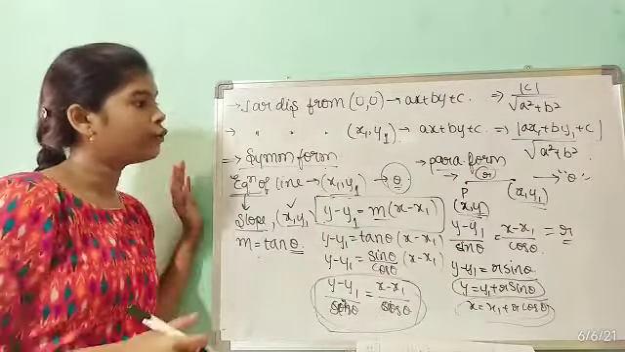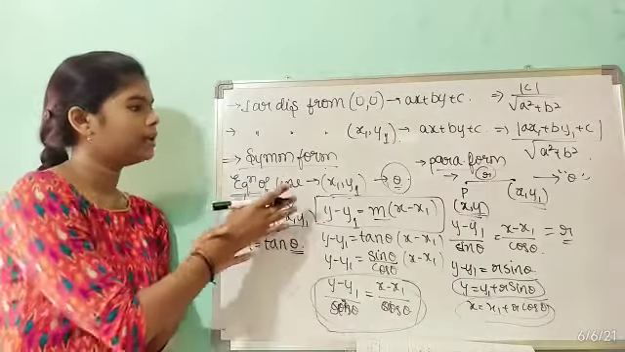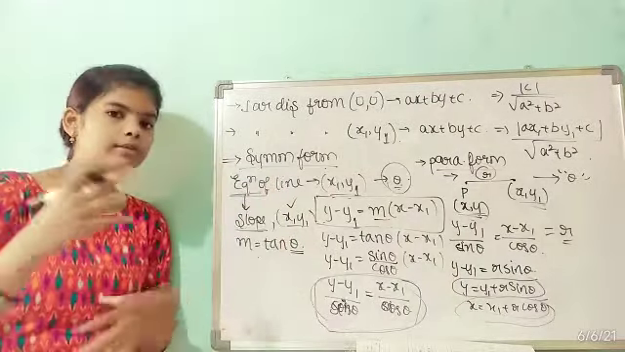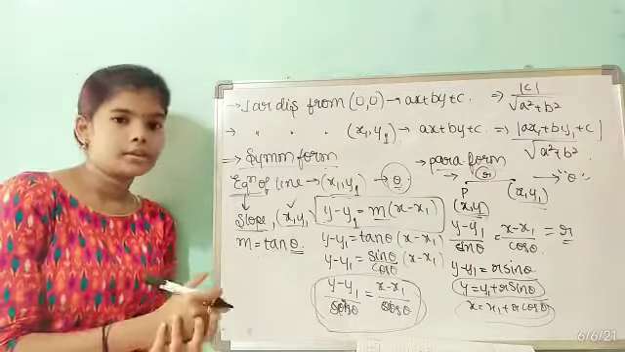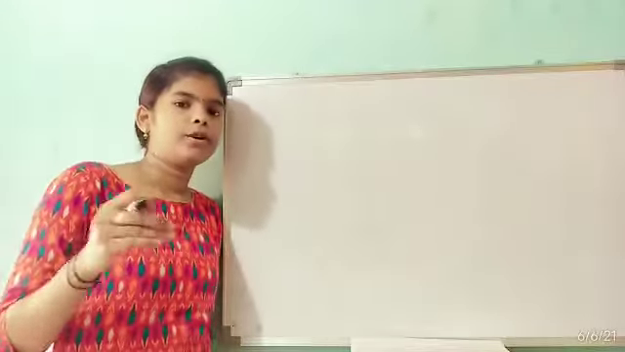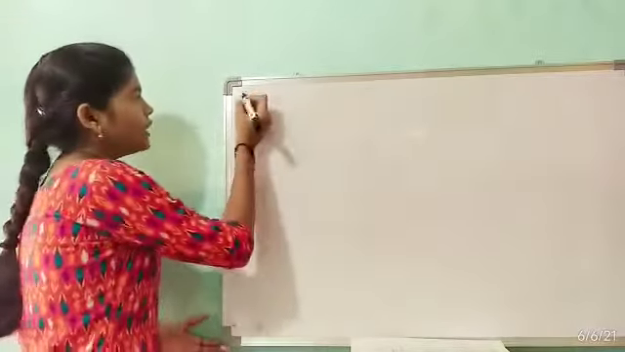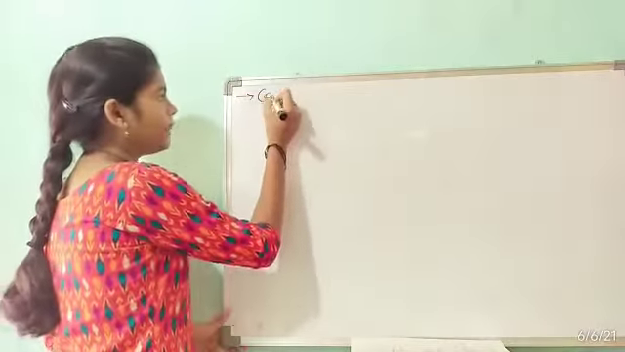Okay, these are the four forms we have learned: normal form, perpendicular form, symmetric form, and parametric form. These are the forms used to write the equation of lines. We have completed normal form, symmetric form, parametric form and perpendicular form. So let's move on to the new topic.